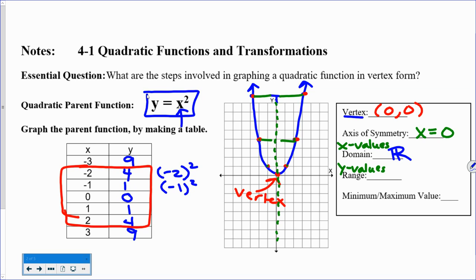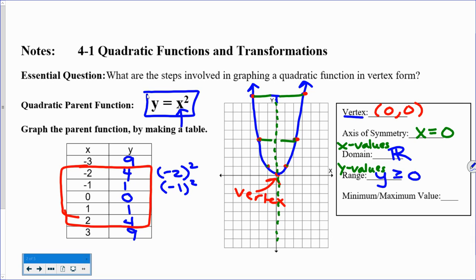Okay, the range is more interesting in a parabola, because the range is your y values, and if we take a look, there are no y values below my vertex. So that vertex is a starting point. So it starts at 0, and then it's everything above 0. So I'd say y must be greater than or equal to 0.